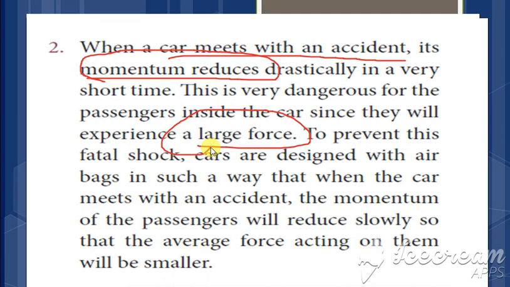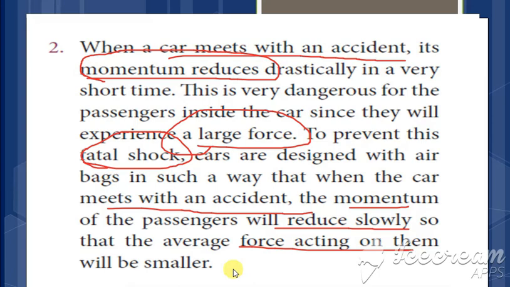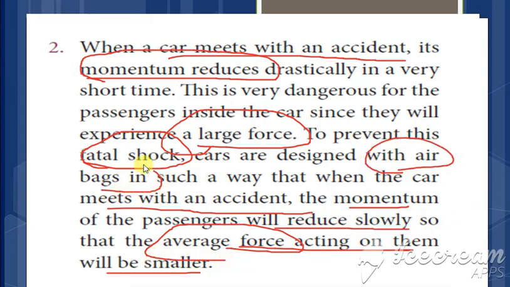We saw that at the first illustration too, didn't we? Because of that force, this brings a fatal shock. So to prevent that, whenever the car meets with an accident, the momentum will reduce slowly so that the average force acting on it will be very small. The average force becomes very less. This is all because of airbags. When the airbag is there, the momentum reduces slowly, and if it reduces slowly, the force will not be that large.